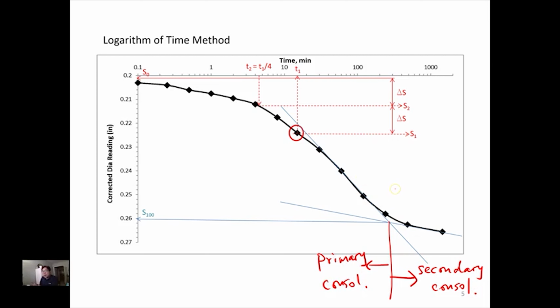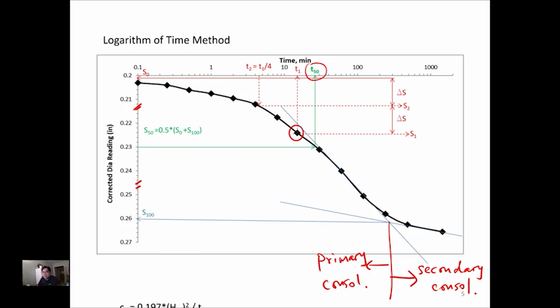And now we know the S100, and next what we find out is if we divide S0 and S100 by 2, the midpoint we call S50. So pretty much S50 is the midpoint between those two. And once we identify S50, what we really want to find out from this procedure is the T50. So we know S50, go back to our time settlement curve, and the corresponding time that we get is T50.